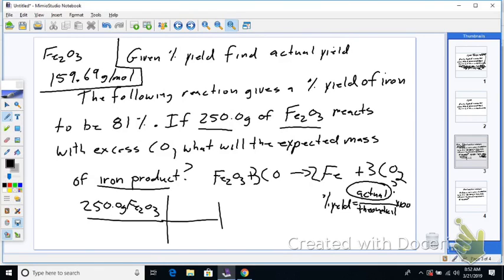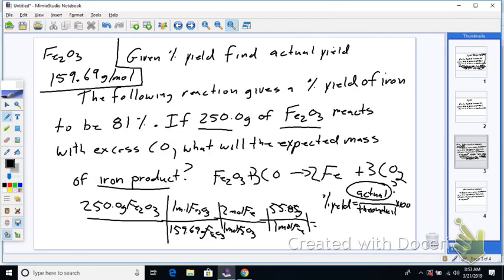If you didn't get that, 250 grams of Fe2O3, grams to moles. There's 159.69 grams of Fe2O3 for every 1 mole of Fe2O3. Then we use our balanced equation. It says for 1 mole of Fe2O3, we have 2 moles of iron. And then for every 1 mole of iron, we have 55.85 grams. Then I cancel out grams of iron oxide, moles of iron. Now I've got grams of iron.